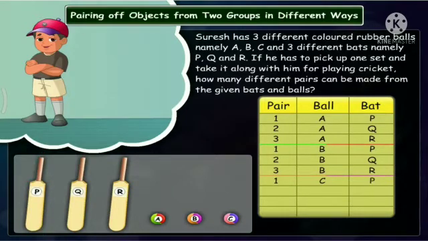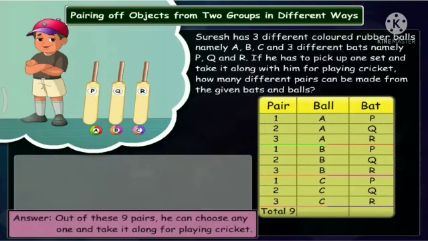Now next pair he will take, that is, ball C with bat P, ball C with bat Q, and ball C with bat R. So there are total 9 pairs. Clear? So out of these 9 pairs, he can choose any one and take it along for playing cricket. Clear? So like this you have to make the pairs.